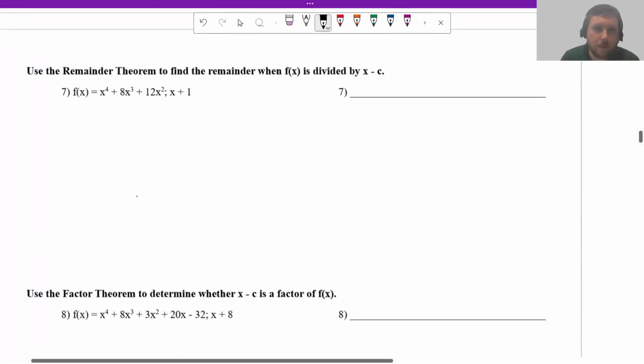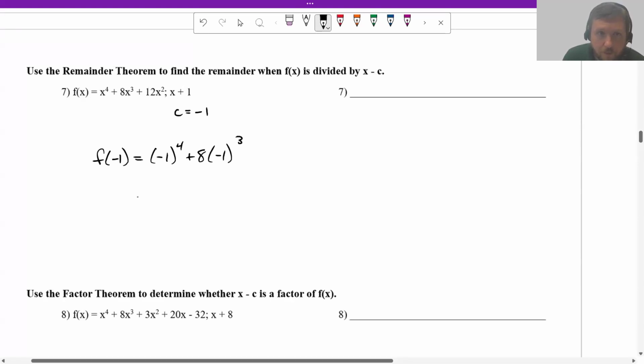Use the remainder theorem to find the remainder when f of x is divided by x minus c. So here they're telling me that c is equal to -1. So then the remainder theorem says that if I just plug that into the function, it's going to output whatever the remainder would have been. So then I have -1 to the 4 plus 8 times -1 cubed plus 12 times -1 squared. So I have 1 minus 8 plus 12. So I have 5. That's it. That's the remainder.